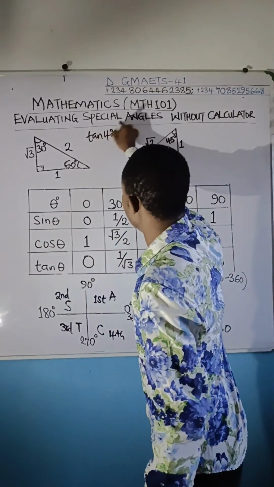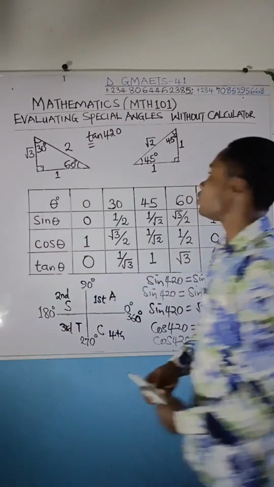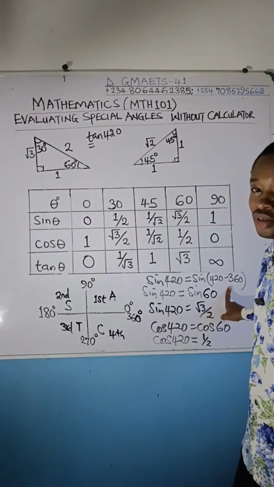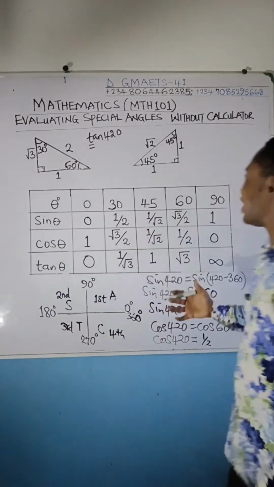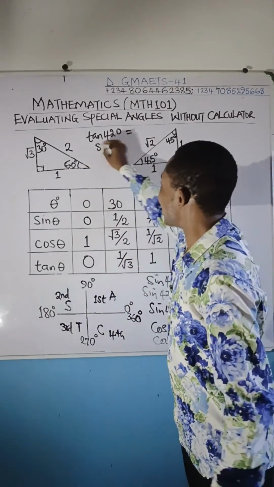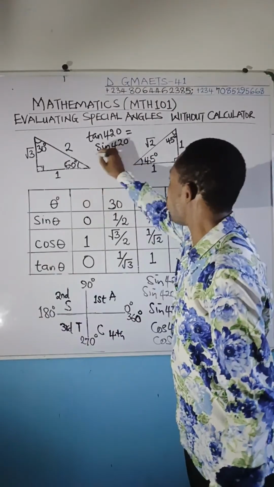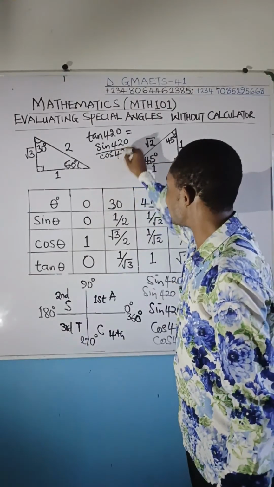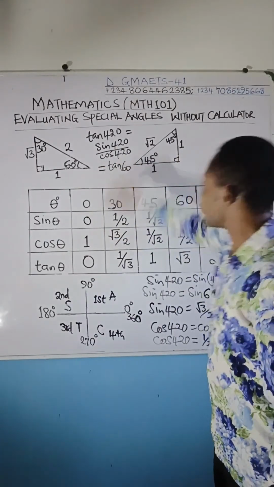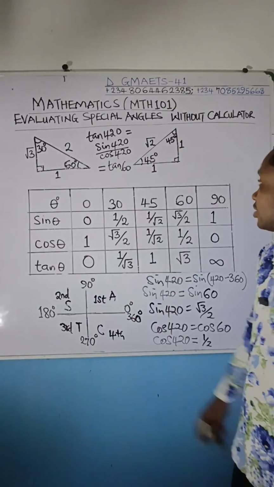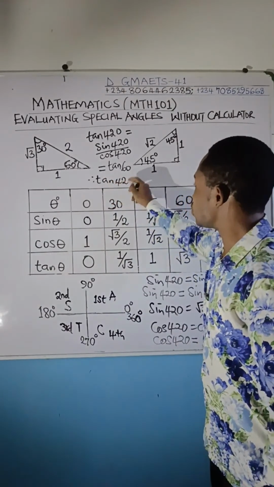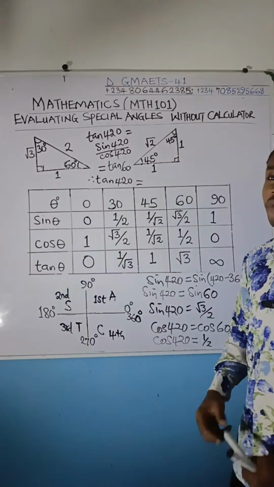Tan 420 will be equivalent to, if I choose to use this pattern, 420 minus 360, which is equivalent to tan 60 again. So let me write it. This will be equal to sine 420 over cos 420, and again, it will be equal to tan 60. This is cool. Therefore, tan 420 will simply be equal to, what's the value of tan 60?